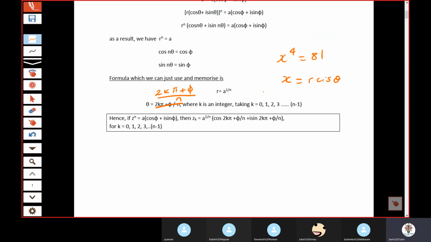So I want you to take a second there and understand what I'm saying. When we're solving, all of our solutions are going to look like this, where r is this, theta is this, and k starts from 0 and ends 1 less than the n you would have. So just absorb that, write it down, and when you're ready I'll explain what everything stands for one by one.